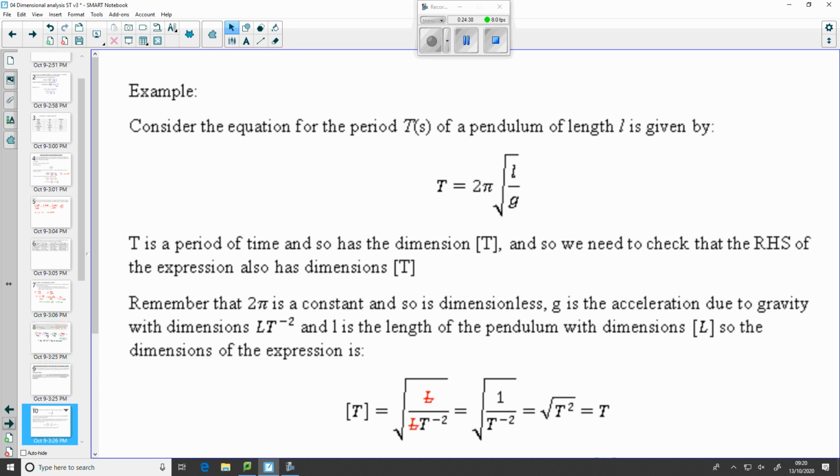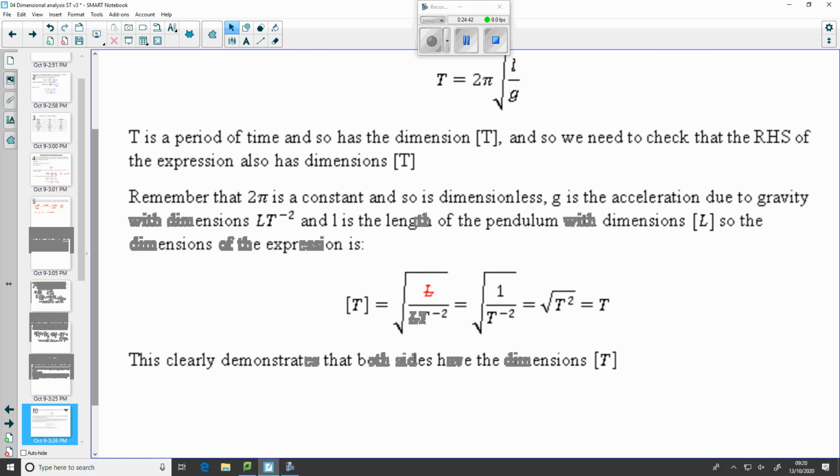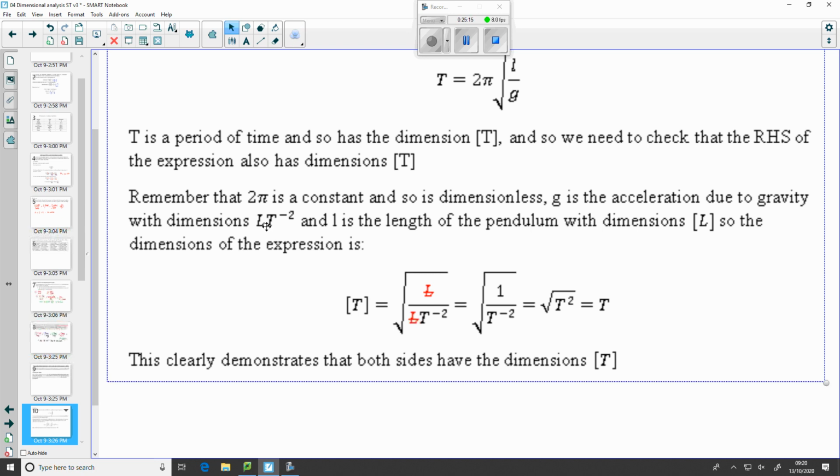So what we want to do is remember that the 2 pi in front is a constant, and that's dimensionless. That's just two numbers multiplied together, the number 2 and the number 3.142 and however many other decimal places we've got. So it doesn't have any dimensions. Some constants do have dimensions, but this one doesn't. G is the acceleration due to gravity. So acceleration, if you look back at your table, has dimensions of length times time to the minus 2. Meters per second squared is the standard one. And L is the length of the pendulum, so it's got dimensions of length.